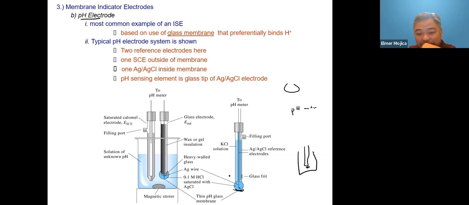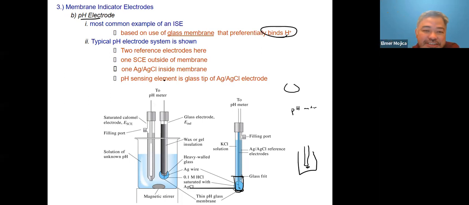And usually, di ba, minsan, meron yung cover to the point that if you don't know how to use it, you dip your pH meter with the cover. At tapos magtataka ka, bakit walang reading? Or hindi nagbabago yung reading? Because your sample cannot go to that what we call glass membrane. Okay, diyan nagbabind kasi yung H plus mo.